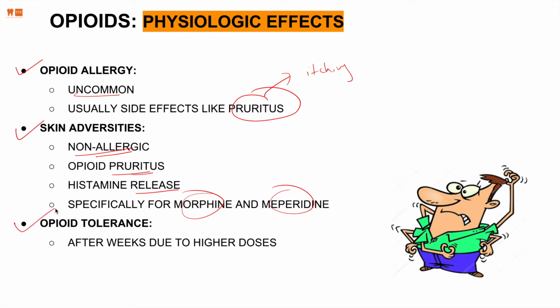And then opioid tolerance, which is after weeks due to high doses. Basically what the statement means is you will develop a tolerance to opioids. It will not affect you the same way if you do it for weeks and have higher doses given. So we become tolerant.